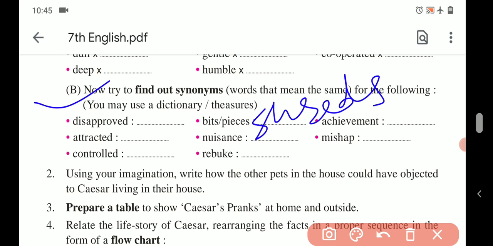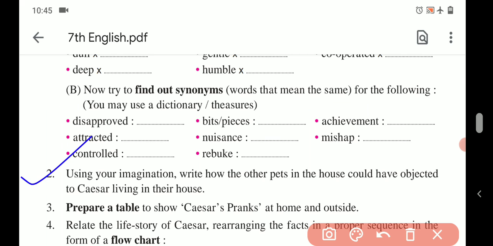Attracted, fascinated. Next, nuisance, it means pest. Next, mishap, disaster. Controlled, restricted. Rebuke, scold. Next activity, that is second activity.